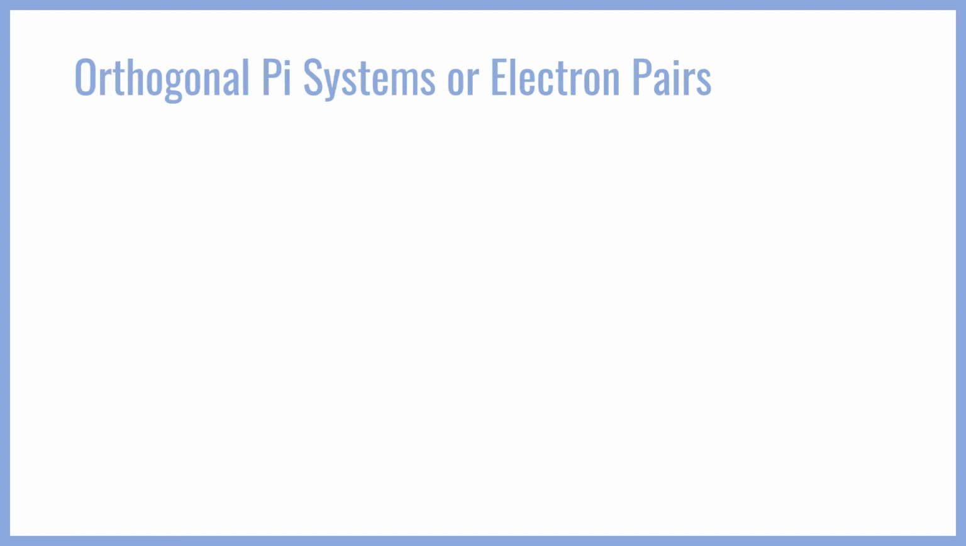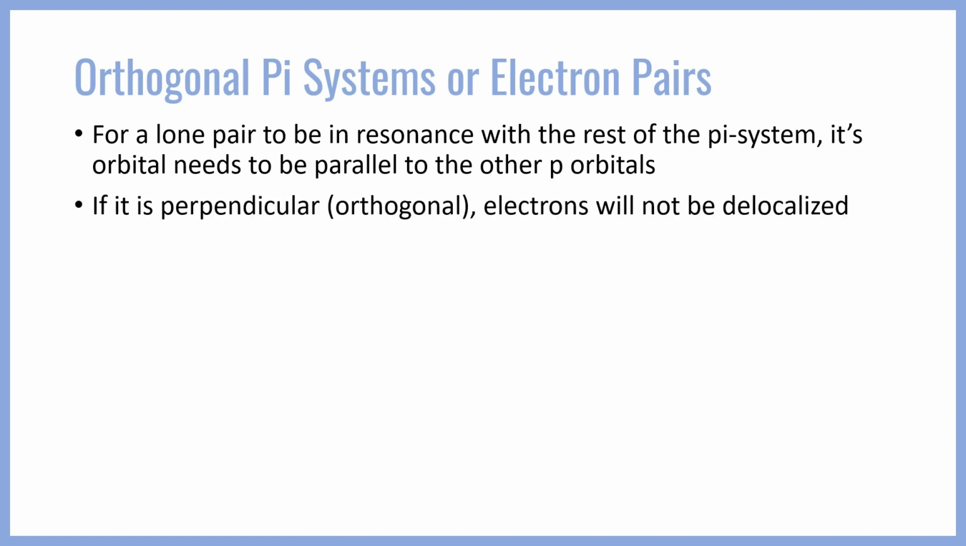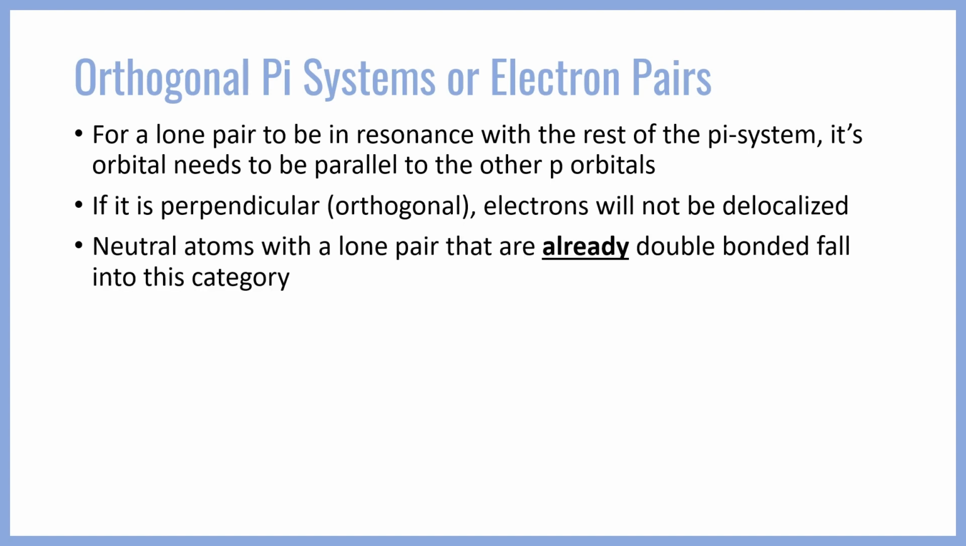Now, I mentioned this, but I really want to stress that for a lone pair to actually be in resonance with the rest of an adjacent pi system, its orbital must be parallel to the other p orbitals, to the other pi bonds. If it so happens that the lone pair is perpendicular or orthogonal to that pi system, the electrons cannot delocalize. When might we have a situation like this? Well, if we have a neutral atom that has a lone pair, but it's already double bonded to some other atom, that lone pair will fall into this category of being perpendicular.